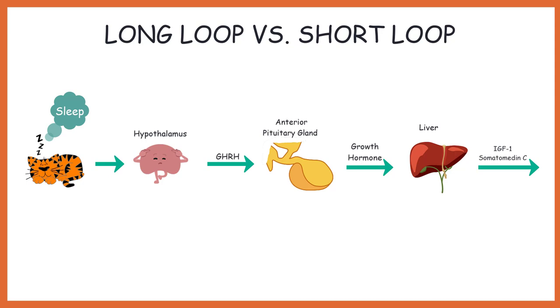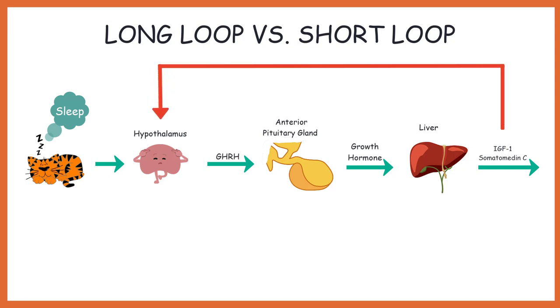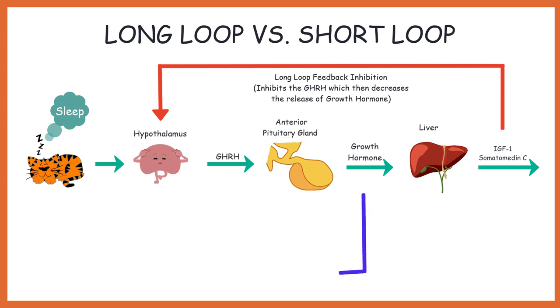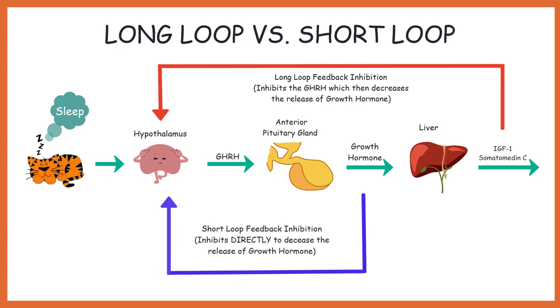The somatomedin C exhibits long-loop feedback on the growth hormone secretion by inhibiting the release of GHRH of the hypothalamus. It then results in the decrease of release of growth hormone from the adenohypophysis. Short loop feedback occurs when the growth hormone directly acts on the hypothalamus to inhibit the secretion of growth hormone from the adenohypophysis, which also results in the decrease in release of growth hormone.